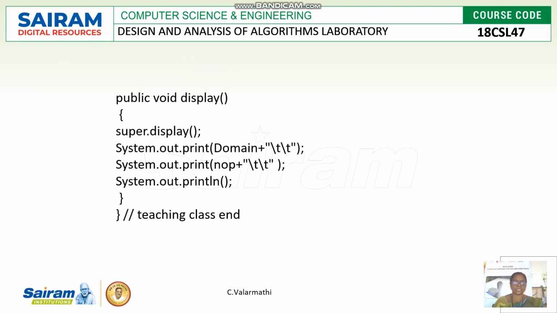Second, using the void display method and the super keyword, the display method from the superclass is called, which will display only the first four parameters: ID, name, phone number and salary. In order to display its specific parameters, domain and NOP, number of publications, again system.out.print of domain and number of publications is used.